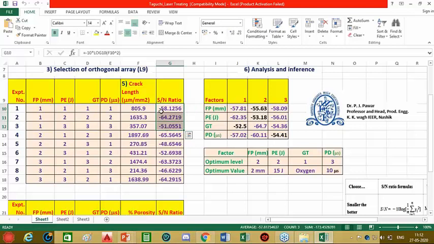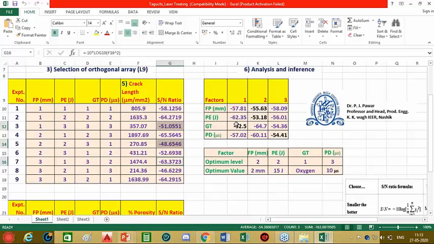So we select this, then this, and this. We can see the SN ratios at level 1 for the factor focus position are considered, and the average over here is minus 57.81. In a similar manner, suppose I want to find the average SN ratio for the factor gas type at level 3. We consider the SN ratios at all three places, this one, then this one, and this one, for the gas type at level 3. And then we can see here the average is minus 54.36, which is written over here.